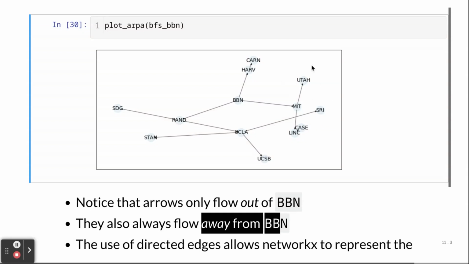The same would be true for any other node. Here, we want to consider BBN to Utah. We just follow the edges that lead to Utah. Another way to do it would be to work backwards. So if you wanted to consider how to get to UCSB, all you have to do is go backwards on the arrow. You go UCSB, UCLA, and then that goes to RAND, and then RAND goes back to BBN. So this is the path you'd get to go to UCSB.